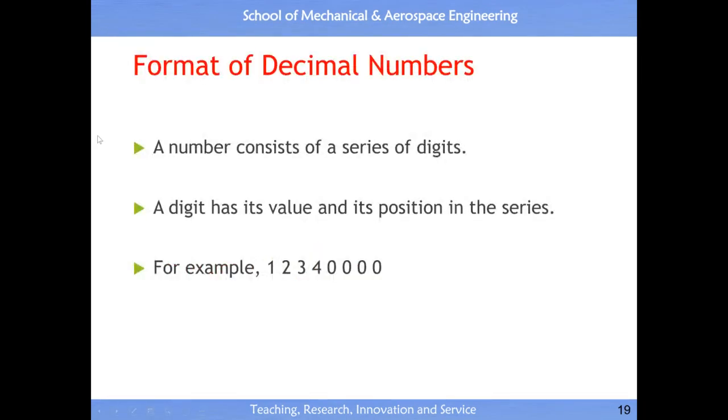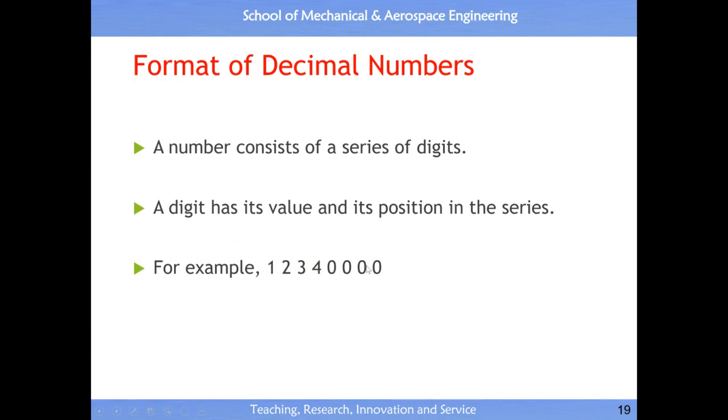Okay, so the format of a decimal number is similar to the case of a binary number. We use a series of digits to represent a decimal number. A digit has a value and a position, because the position is also an indication of value. Then the final value of a digit is equal to the value of the digit itself times the value from the digit's position. All right, so here is an example.